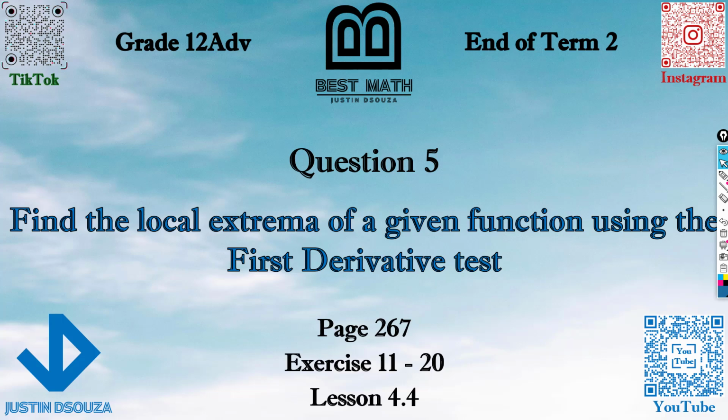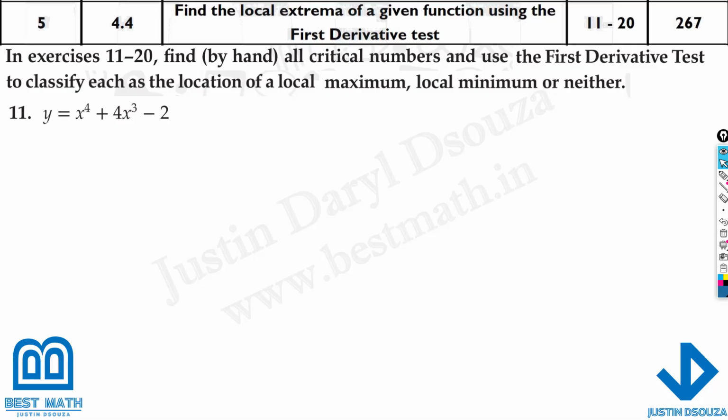Question 5 is to find the local extrema using the first derivative test from lesson 4.4. This is the same as question 3. So I would highly recommend you to go back to question 3, watch that video properly, and then come back over here. I will solve one problem thoroughly in detail, and all the others I'll just solve in the calculator. Now what we do is over here we need to find the first derivative to find the critical numbers.